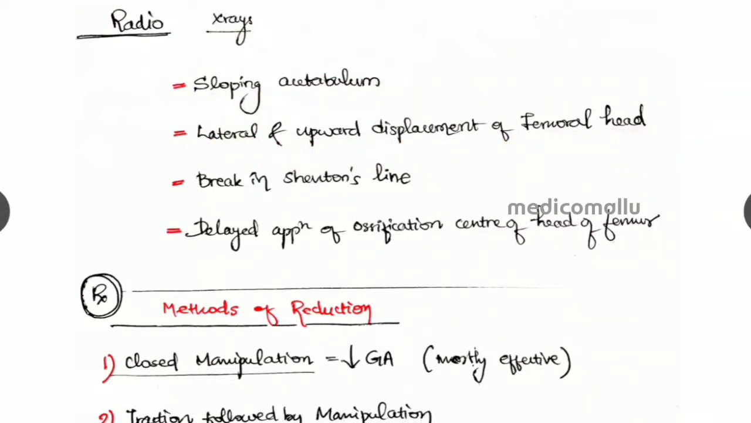And the radiological findings: there is a sloping acetabulum noticed, lateral and upward displacement of the femoral head is seen, and there is a break in the Shenton's line, and there can be a delayed appearance of the ossification center of the head of the femur. This we have all seen.